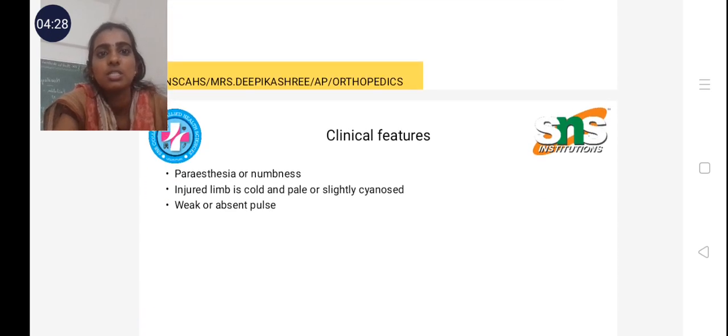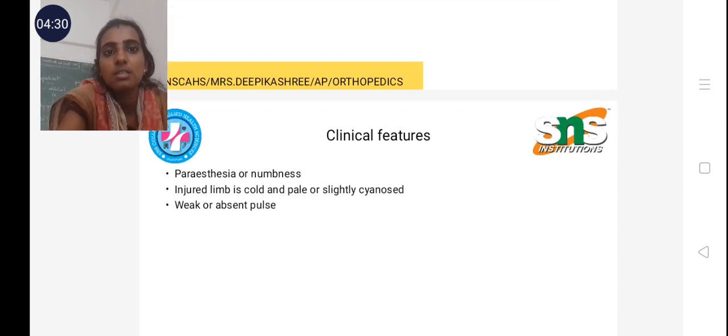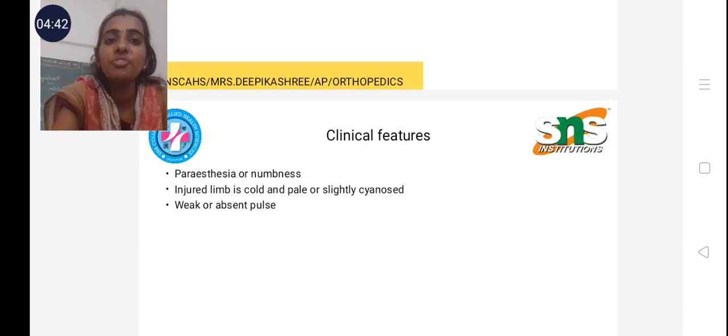And the clinical features: paresthesia or numbness at the injured site, the injured limb is cold, pale or slightly cyanosed, and a weak or absent pulse, which means the injury is traumatic. So these are the points for diagnosis of the fractured site.